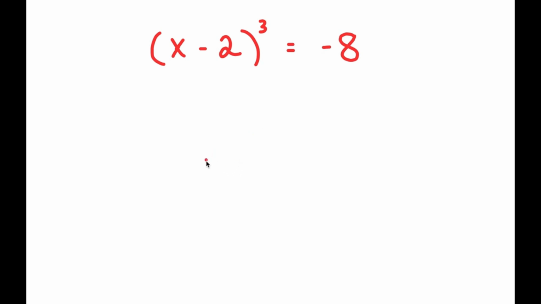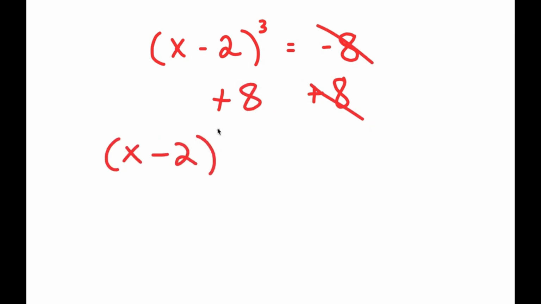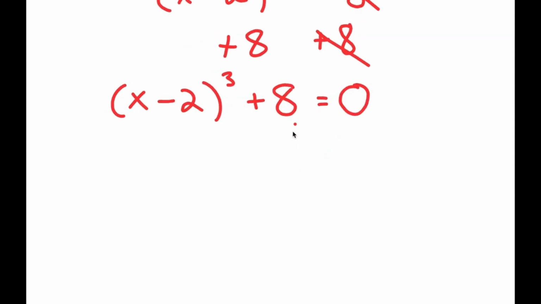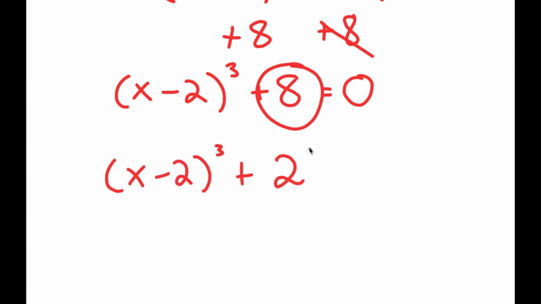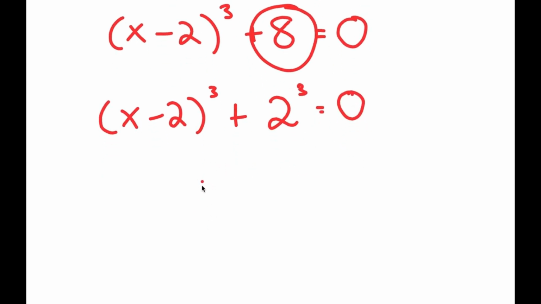Alright, so in this problem, I have (x minus 2) to the power of 3 is equal to negative 8. So to solve this, I'm going to first start by adding 8 on both sides. So then these two cancel out, and I get (x minus 2) to the power of 3 plus 8 is equal to 0. Now from here, I can rewrite 8 as 2 to the power of 3. So I have (x minus 2) to the power of 3 plus 2 to the power of 3 is 0.